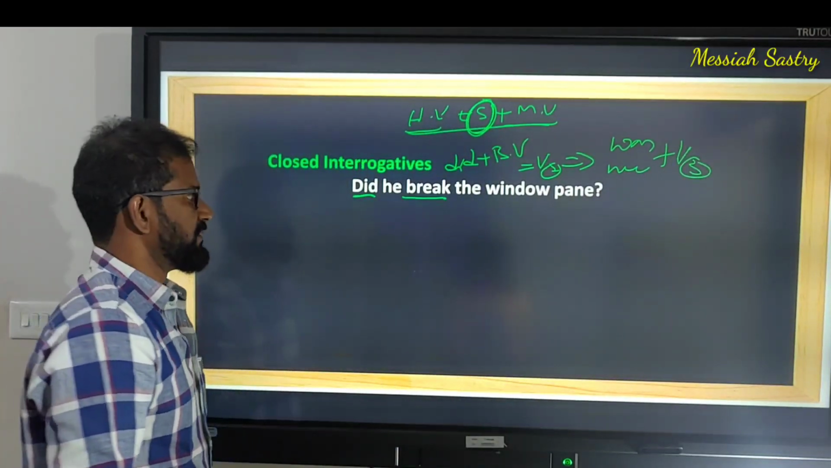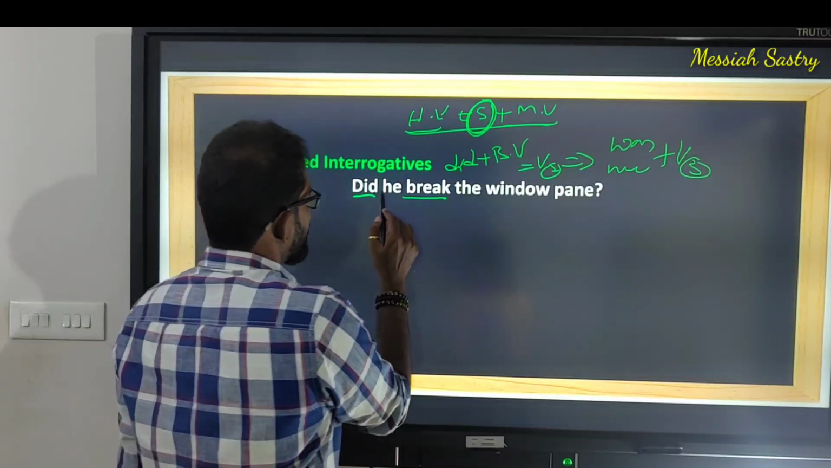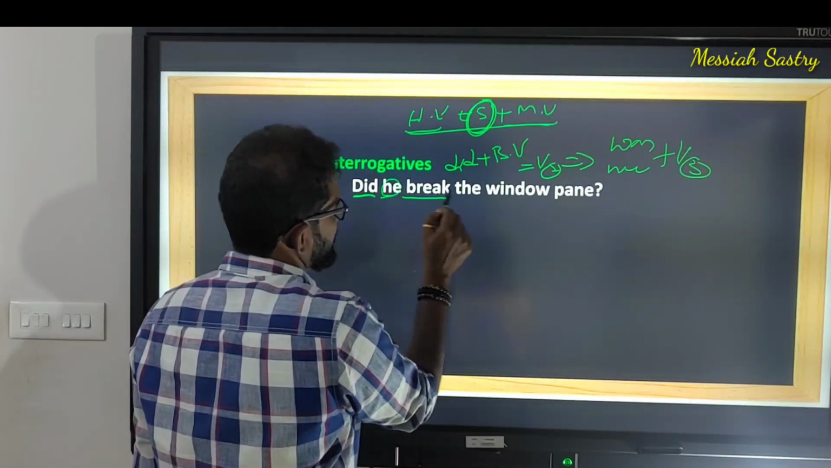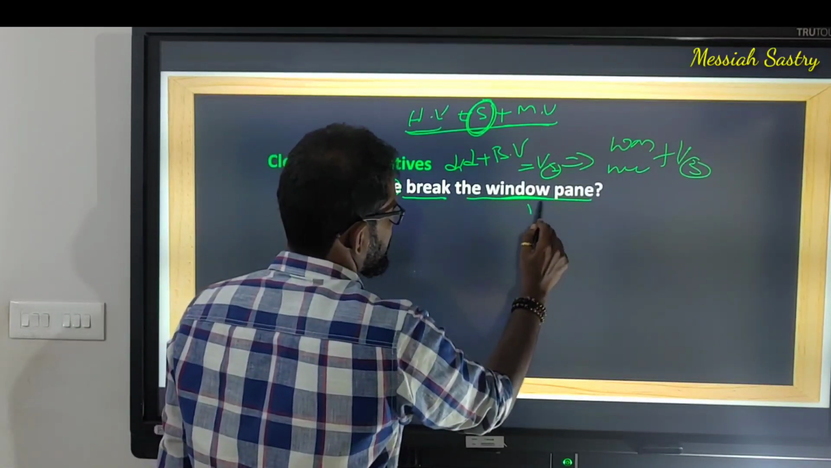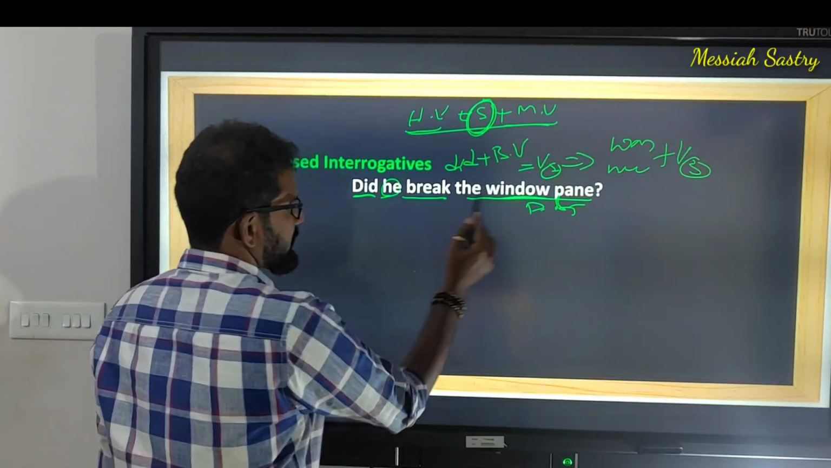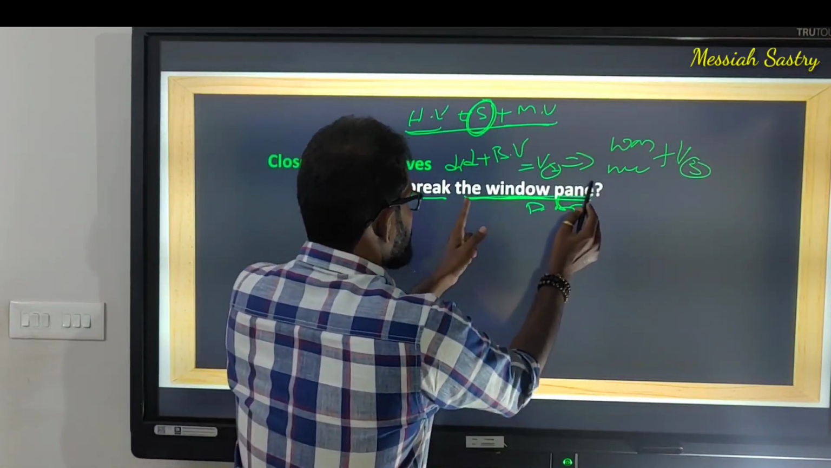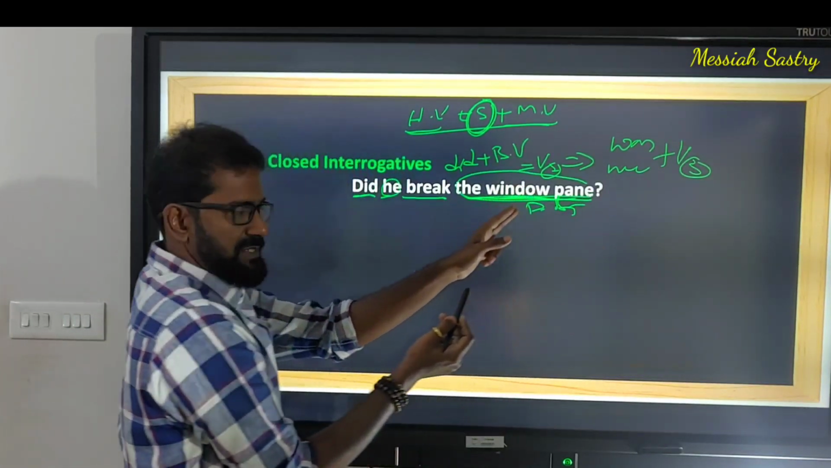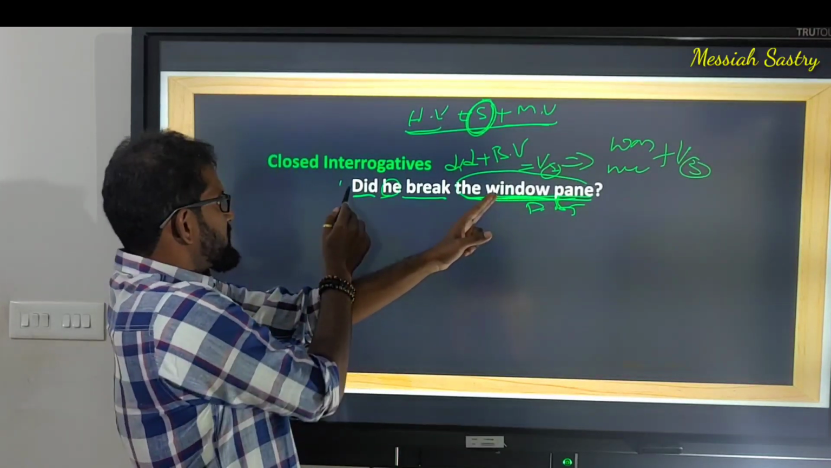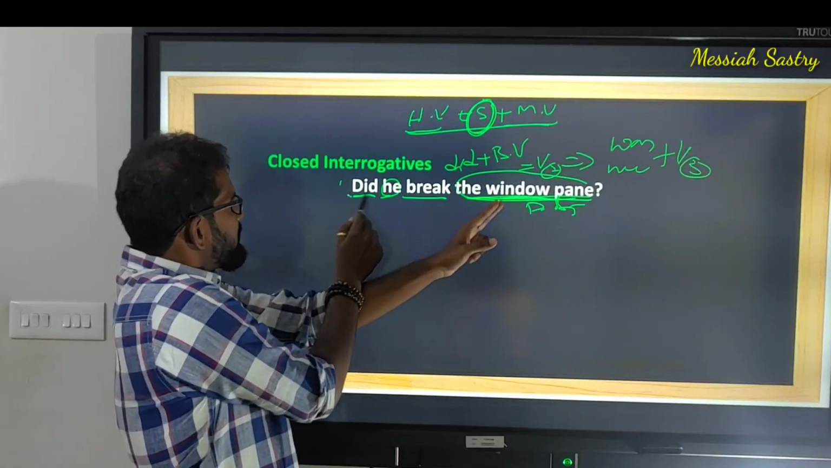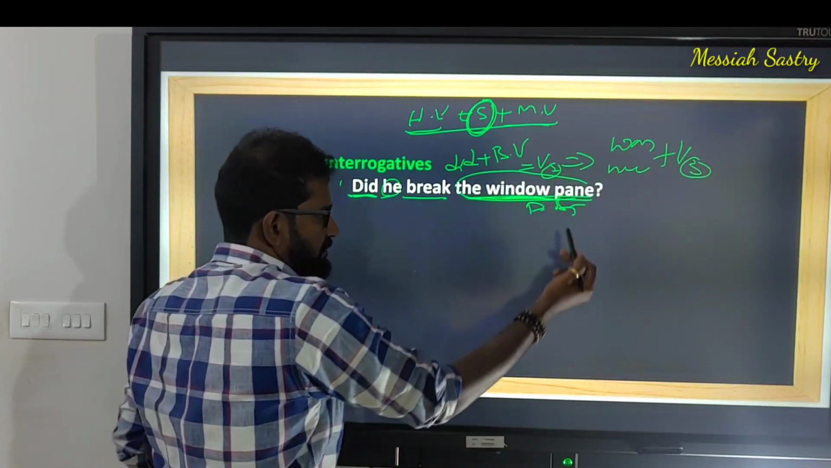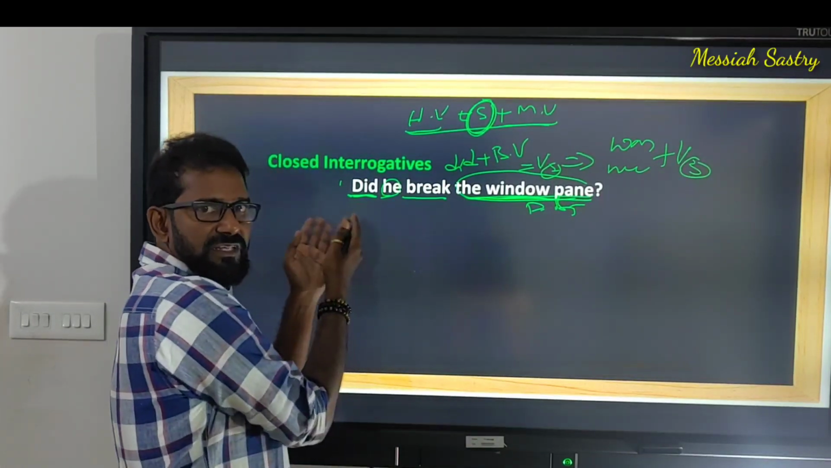Was, were plus V3. Now he is the subject. What he did? Break the window pane. This is a direct object. Now let's write. See, the direct object is going to be the new subject. Here is no question word because these are closed interrogative, but the beginning is a helping verb. So in the same way, when you write passive voice, it should begin with a helping verb.